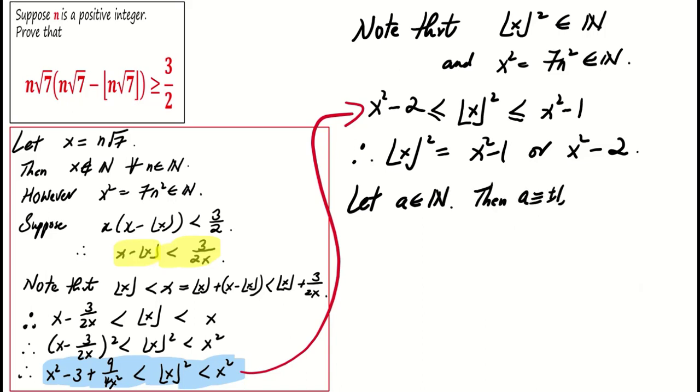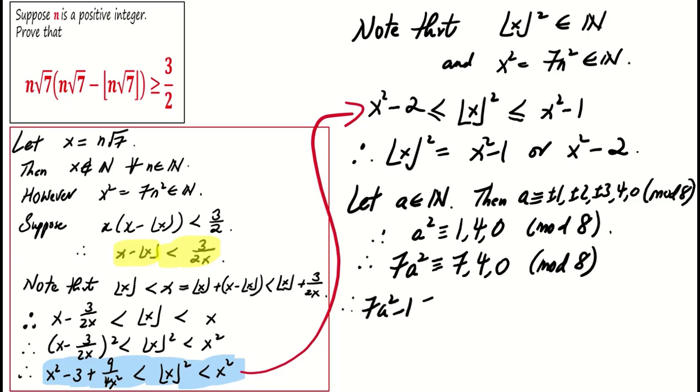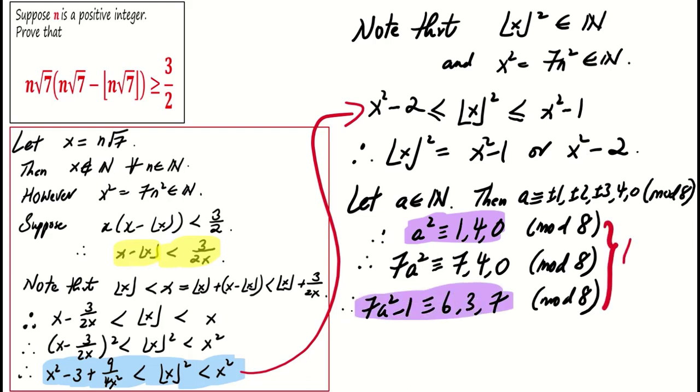Now, for any integer a, a squared is congruent to 1, 4, or 0 mod 8. Therefore, 7a squared is congruent to 7, 4, or 0 mod 8. Which implies that 7a squared minus 1 is congruent to 6, 3, or 7 mod 8. Given that x squared is of the form 7n squared, it's clear that the square of floor of x is not x squared minus 1.